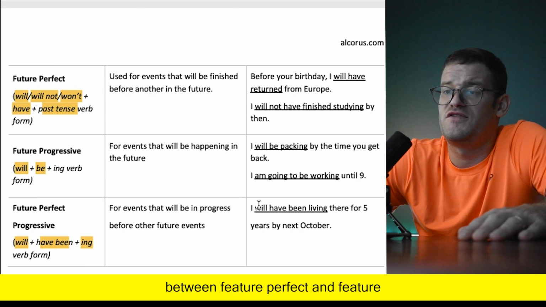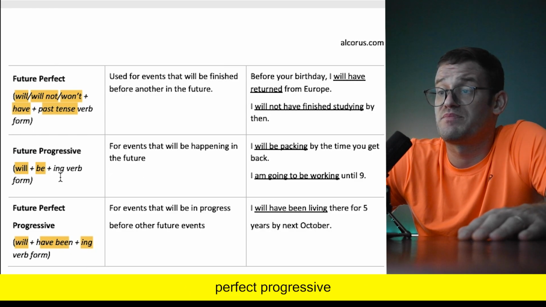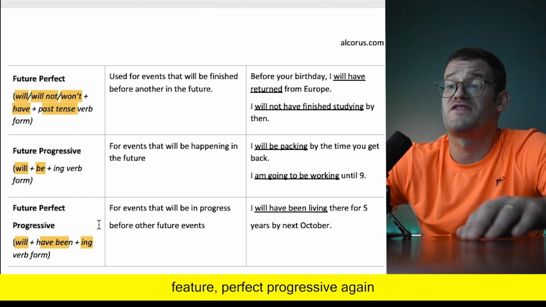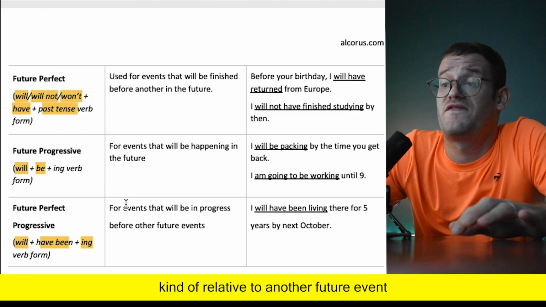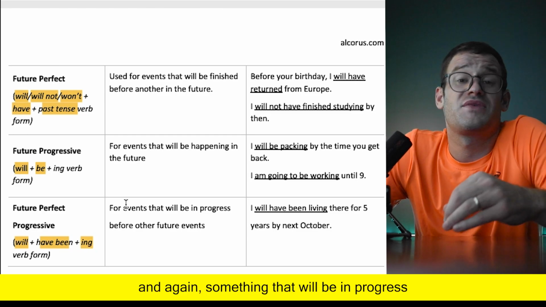So again, the difference between future perfect and future perfect progressive. Future perfect progressive shows something that's relative to another future event, and something that will be in progress.